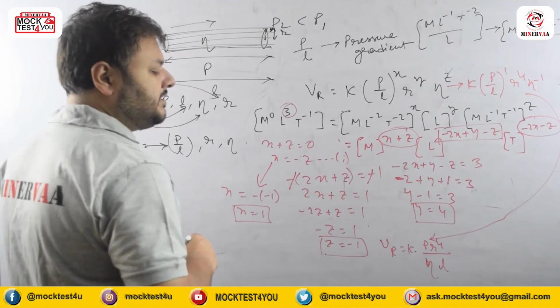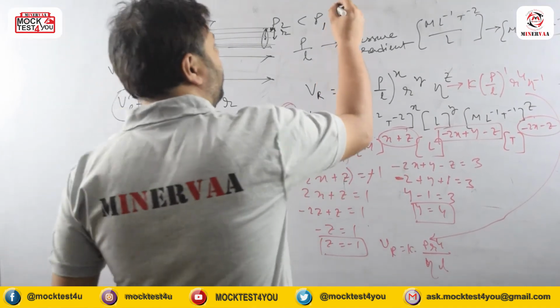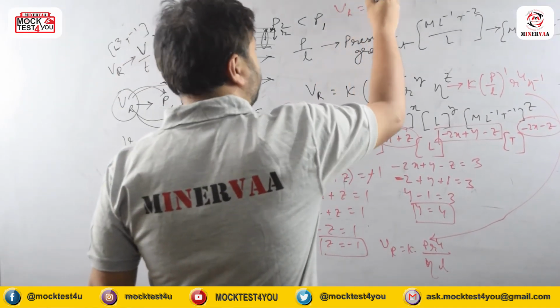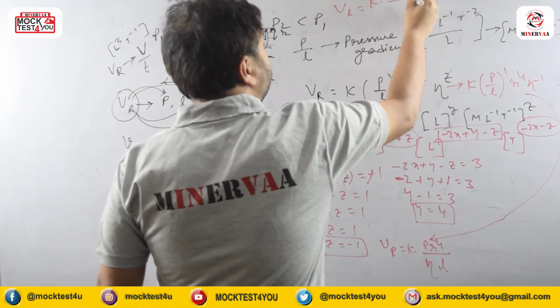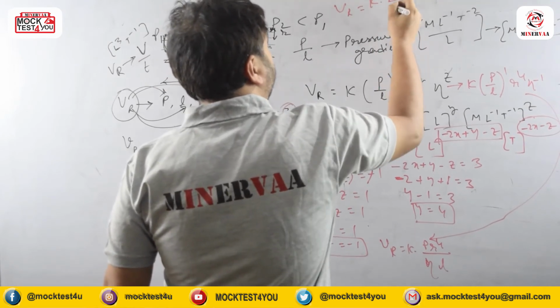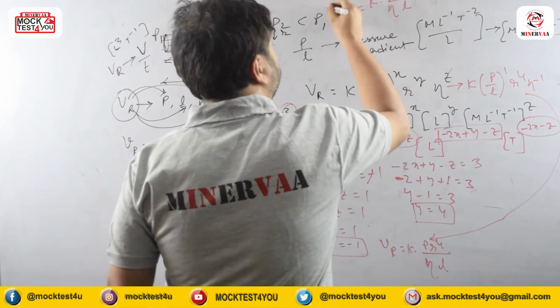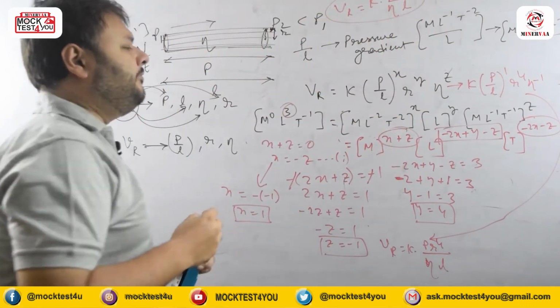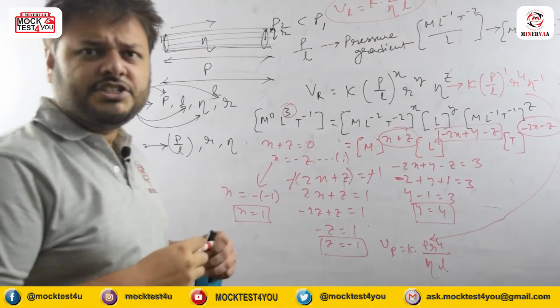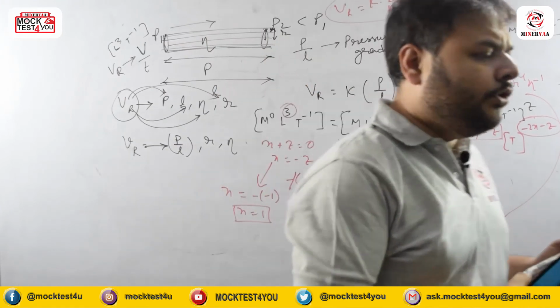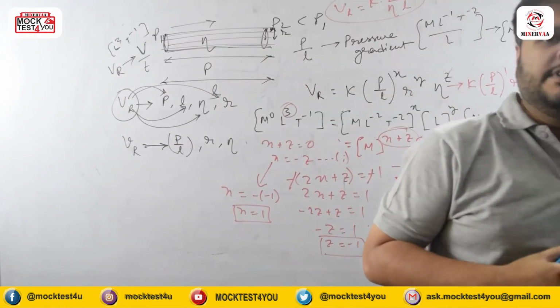So this will be the scenario. If I write it finally, it becomes V_r equals K into P R to the power 4 by eta L. This is actually the very famous Poiseuille's equation in viscosity. We know the Poiseuille's equation in viscosity.